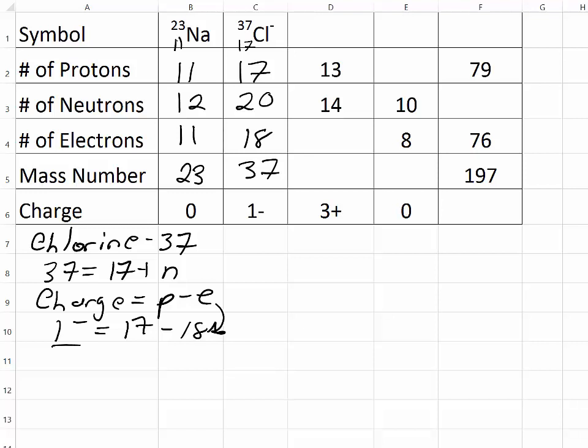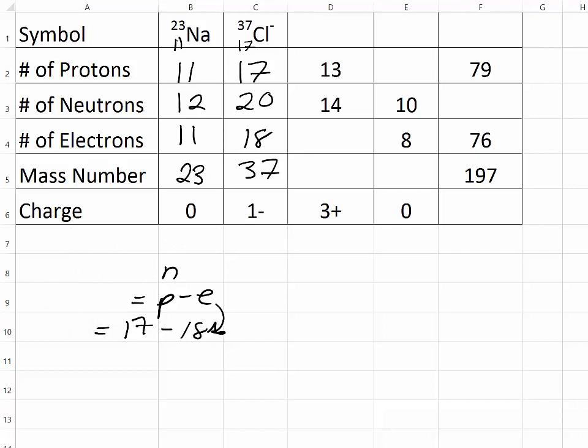Notice also that it's the number of electrons that change when ions form, not the number of protons, not the number of neutrons. If you change the number of protons in order to form an ion, then you would also be changing the element.